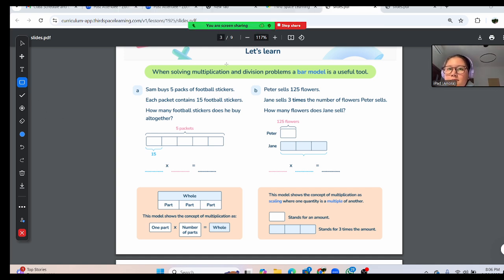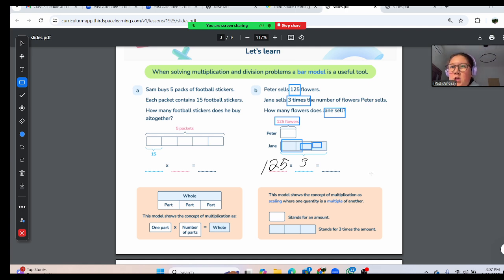Very good. In the next question, it says Peter sells 125 flowers and Jane sells 3 times the number of flowers Peter sells. So 3 times. How many flowers does Jane sell? So this is the flowers sold by Peter. So Jane sold 3 times. So there are 3. Very good. Exactly. You would do 125 times 3.